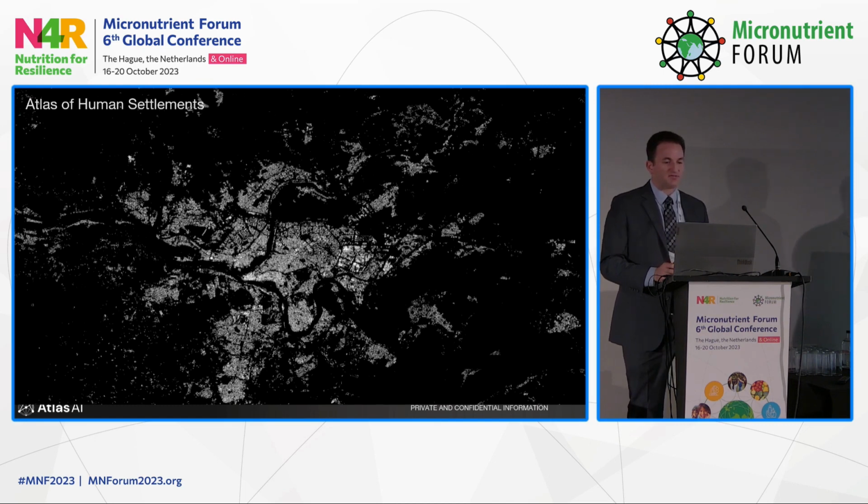I've mentioned a few times a map of human settlements. I wanted to share an example of what that looks like. This is a global map that Atlas AI has produced using satellite imagery that tracks the footprint of built-up structures across the globe. So this is an image where every pixel in the image represents 10 meters. So we can pick up almost every structure and every building on the planet.